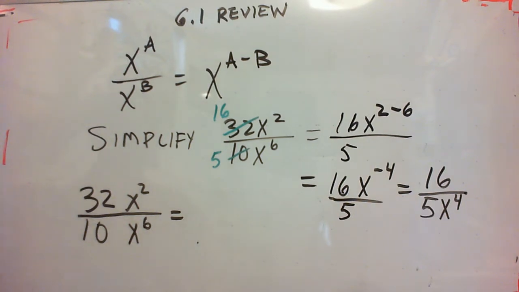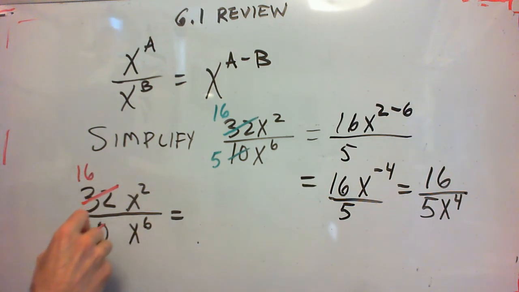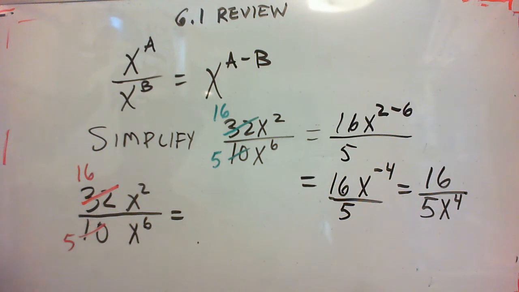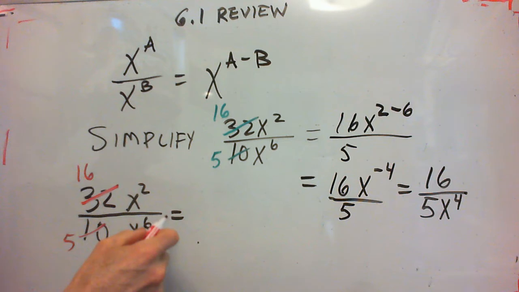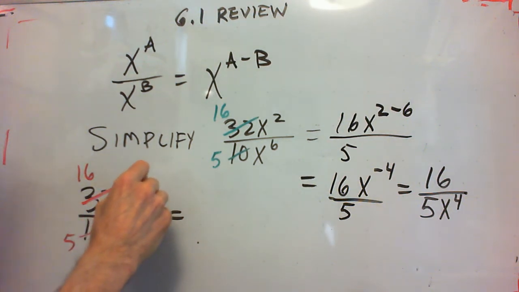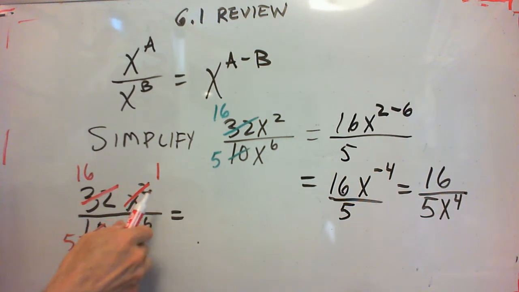Now there's another way of doing this without using that division rule, and for a lot of students it's a lot easier. Well, first of all, the 32 tenths we handle the same way. Divide 32 by 2, divide 10 by 2 to get the reduced fraction 16 fifths. Now the x squared and the x to the 6th, what we're really doing here is dividing x squared by x squared to get 1, and when we divide x to the 6th by x squared, we get x to the 4th.